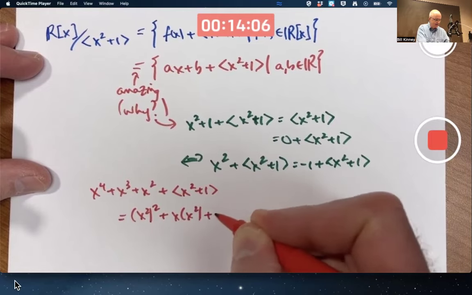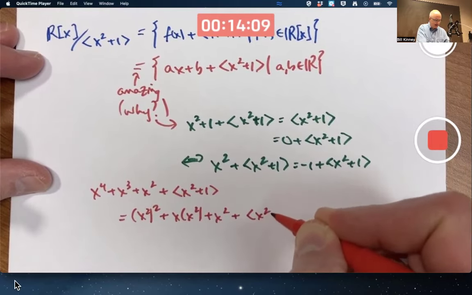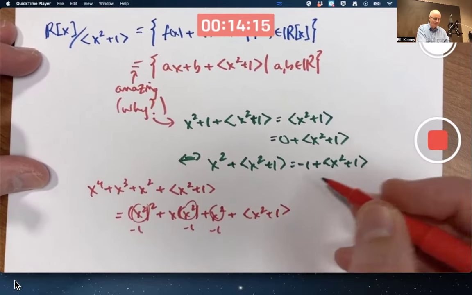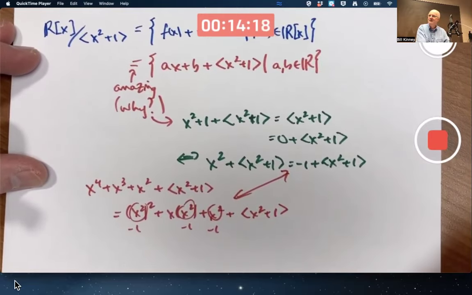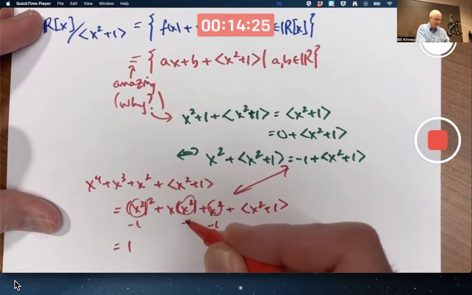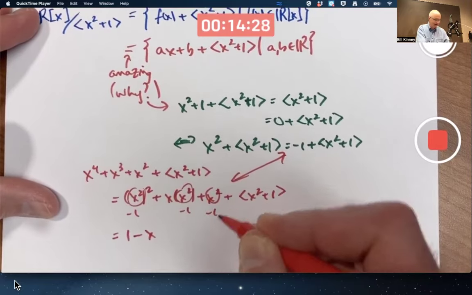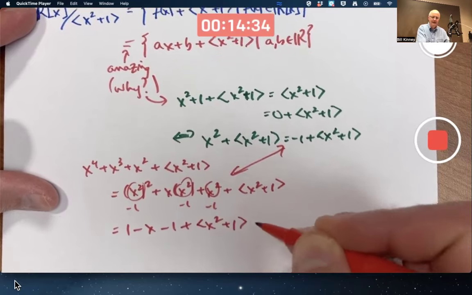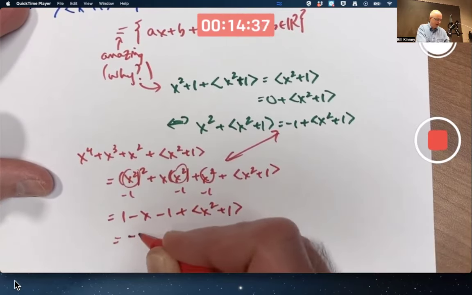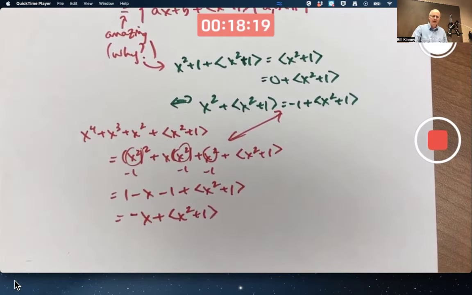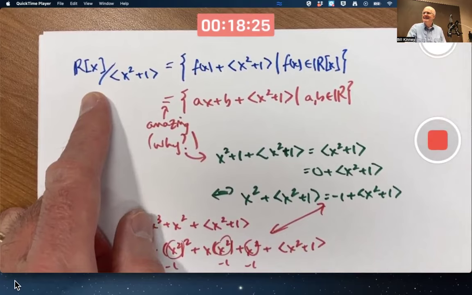Here are the details. Think of it this way. Replace all these x squareds with -1s. Why? It's allowed by that fact there. -1 squared is +1. x times -1 is -x, and that's a -1. And then the ones cancel. This simplifies to -x plus the ideal, a linear polynomial representative.